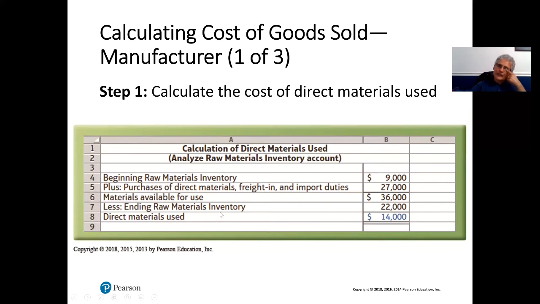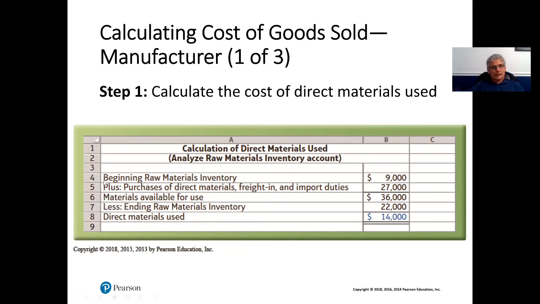Now, the difference is that when we're talking about calculating the cost of goods sold, there are several steps to doing this. For a merchandising company, there was really just one schedule that got you there, right? One schedule: you figured out the beginning, you added any purchases, you had the goods available for sale, you subtracted your ending inventory, boom, you were good to go. In a manufacturer, it gets a little bit more complicated.